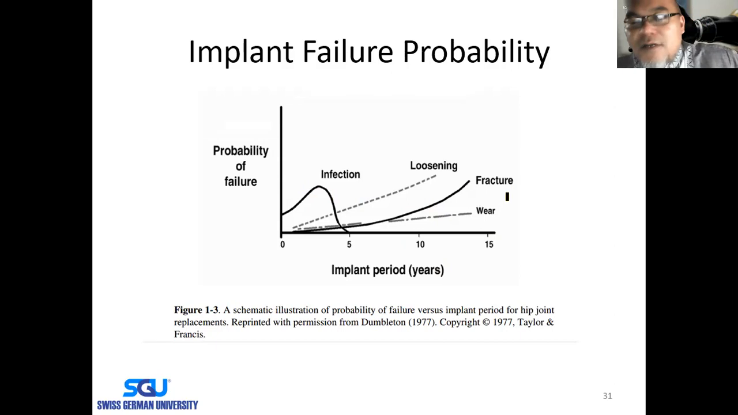Then in a longer period of time, after 10 years, 15 years, the failure may be caused by fracture. When the person is very active, the implant may not handle a long period of usage, and it may break eventually, or fail due to wear. Wear here is, for example, due to friction.